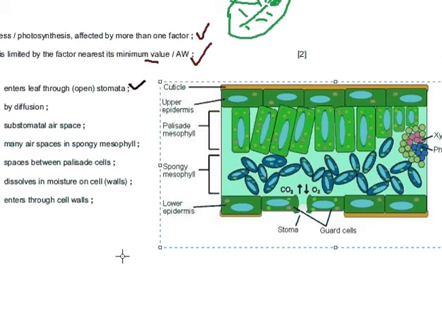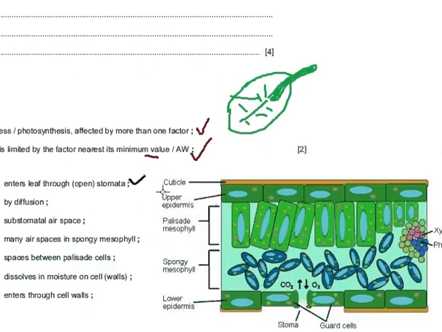So let us now see what this question is all about. It enters the leaf through stomata. So we have stomata here, carbon dioxide enters here, by diffusion, as we know. Here there is no membrane, so it's simply diffusion. It goes to the substomatal airspace over here.